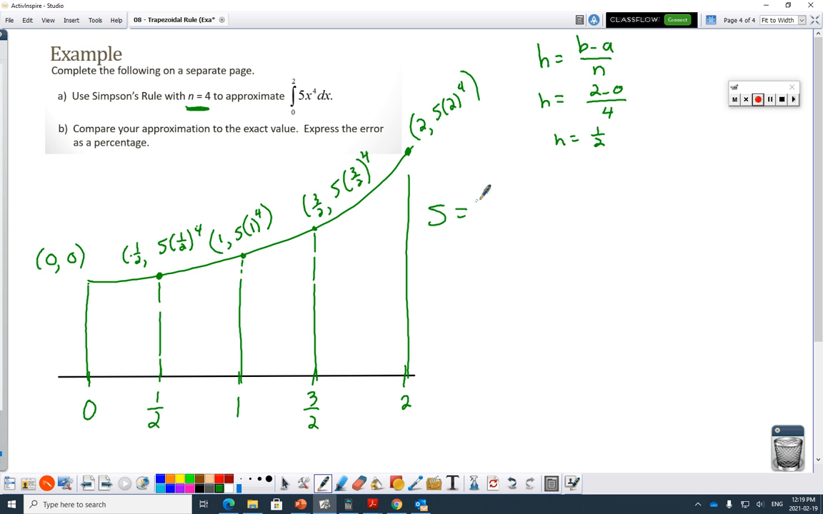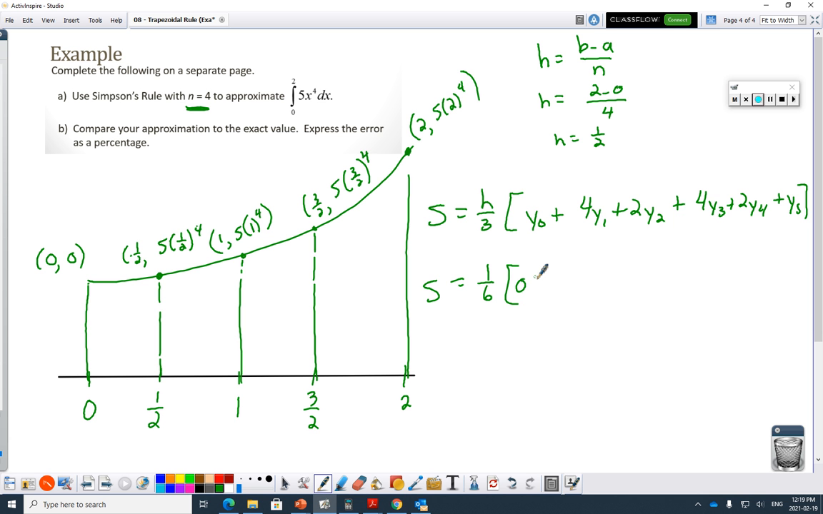Simpson says take h over 3 and then go y naught plus 4 of the first y value, 2 of the second y value, then 4 of the third y value, 2 of the fourth y value, and then do nothing with the fifth y value. Just put it in there. So my h here was 1/2. So I get a 1/6 out front. I hope that wasn't too much of a shortcut for you.